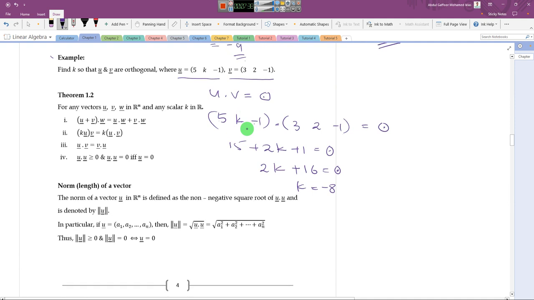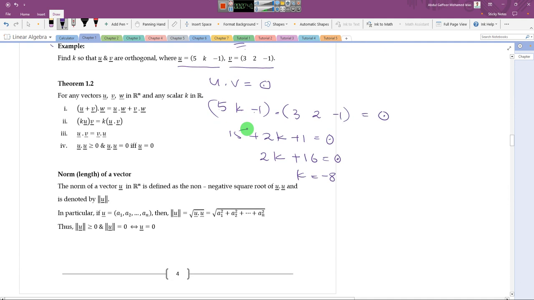Right. Now we have theorem 1.2. For any vectors u, v and w in real space of n dimensions, this is nothing but R^n. For example, if it is R square, then this is a 2D space, and if it is R cube, then it is a 3D space. That's just the set from which we are going to get the vectors.